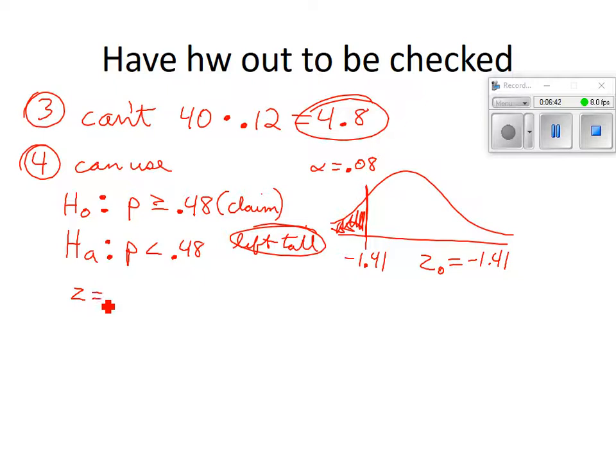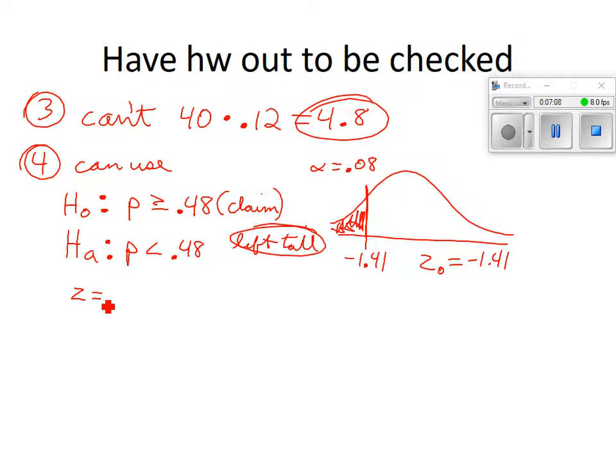To find our z, your formula to find your z, and I'm going to write this over here so I don't have to keep writing it every time and don't have to keep looking it up or asking you for it. It's p hat minus p over, what was the rest of it? Square root p times q, is that right? Over n. So we're going to use that formula every time.